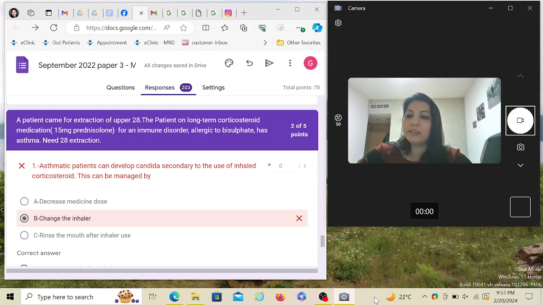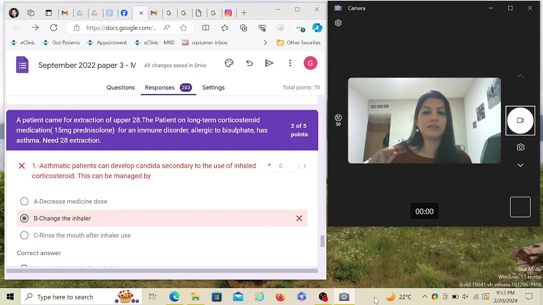Okay. So, coming to the question, a patient came for extraction of upper 2/8. The patient is on long-term corticosteroid medication, that's 15 milligrams of prednisolone for an immune disorder, allergic to bisulfate, has asthma, and needs to wait extraction. See, when you get a question like this, which has more of the medical component, what all things should immediately run through your mind?